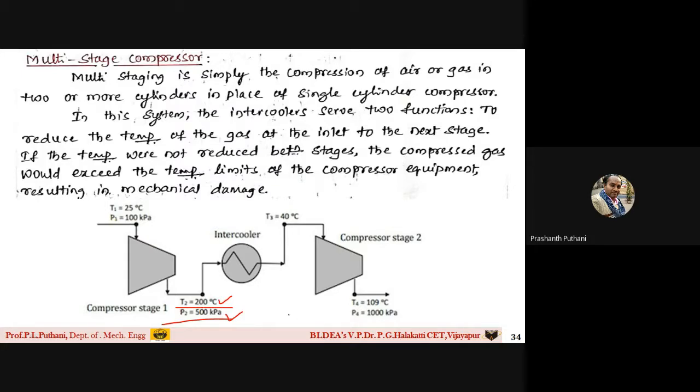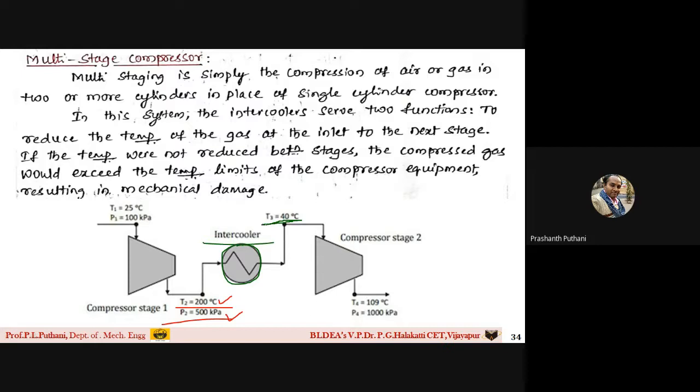After this, it is not directly passed to the second compressor, the second stage. What they have done in between is introduce a machine known as an intercooler. You can see here, this is a small machine. When this air of temperature 200 degrees Celsius, 500 kilopascal passes through the intercooler, there is a drop in the temperature, students, but not in the pressure. So the temperature drops to how much?